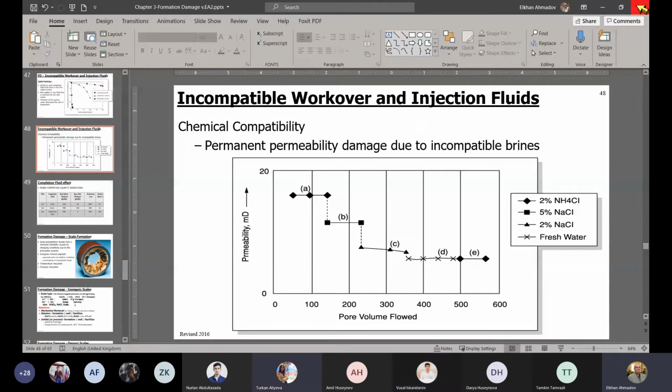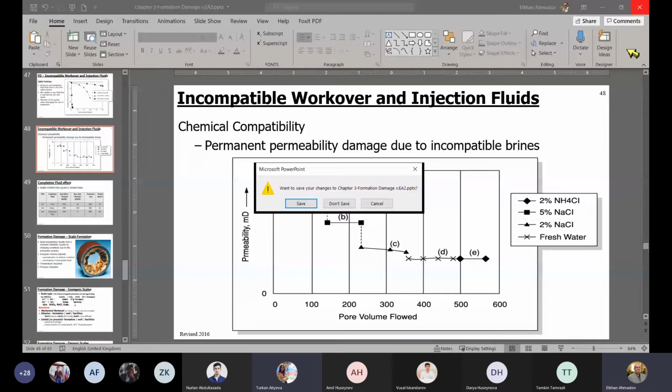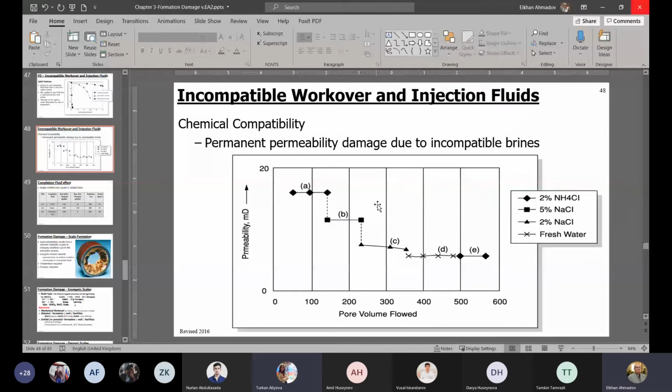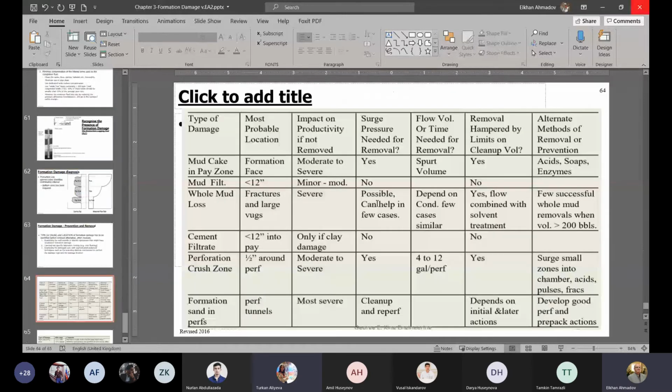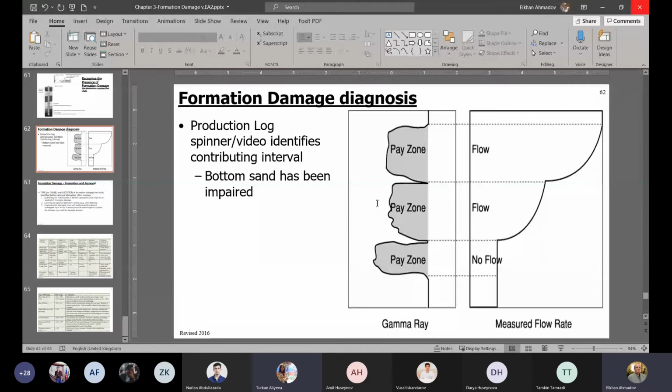May I ask a question, Ilham? Yes, of course. My question is related to the PLT log. You were talking about its spinner and its speeds based on the producing zone or non-producing zone. Can you explain the working principle of this spinner again?